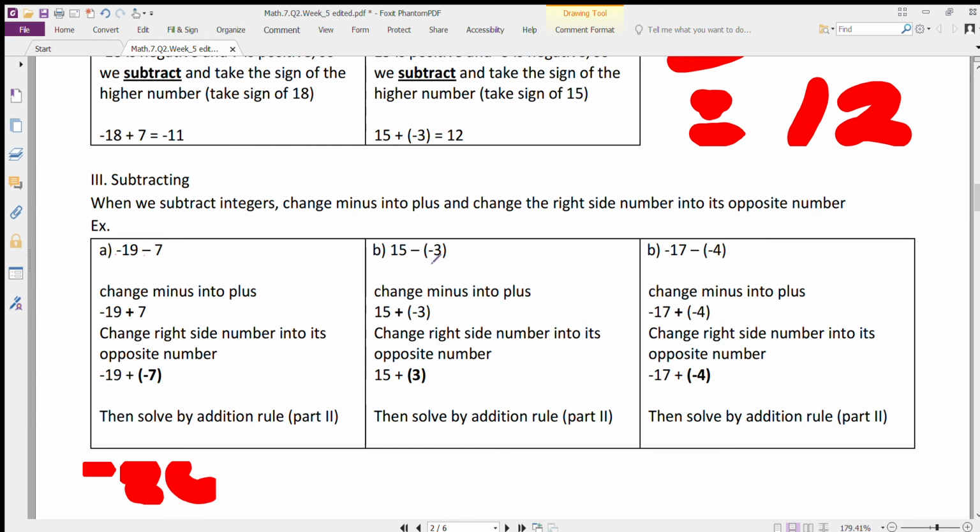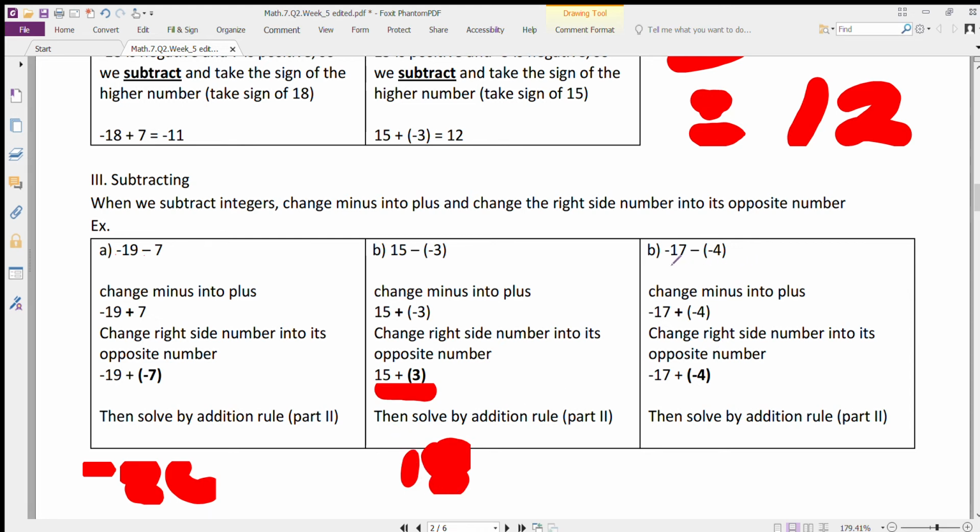Now let's do another one. 15, how do you read this? 15 minus negative 3. This is minus, okay? We don't read this as 15 minus minus 3, but instead we read this as 15 minus negative 3. Minus becomes plus, and negative 3 becomes the opposite, which is positive 3. And then you add. This should be super easy for you guys. 15 plus 3, 18.